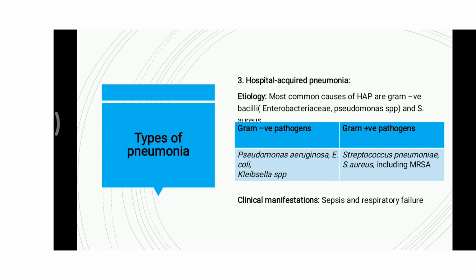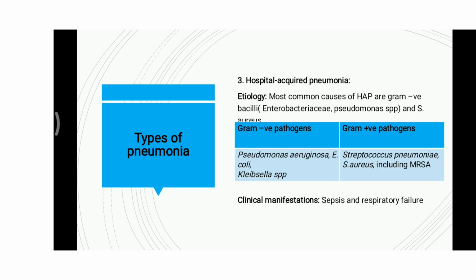So the third type of pneumonia is hospital acquired pneumonia. So the etiological pathogens include, the most common causes of hospital acquired pneumonia are gram-negative bacilli, for example Enterobacteriaceae, and also Pseudomonas species.